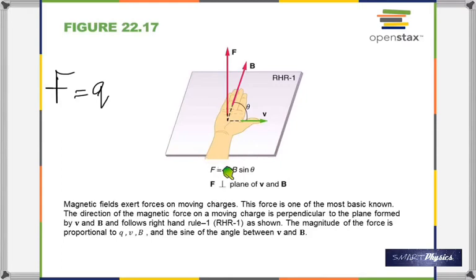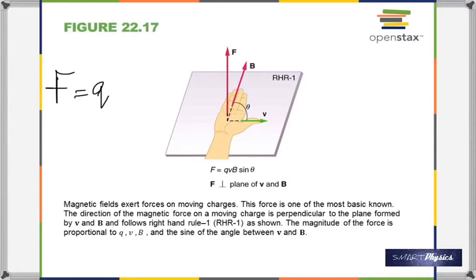the force is given by QVB sine theta. All right, what are they? What is Q? Charge of the particle. Then you have the velocity of the particle. Then you have, what's that? B, the strength of the magnetic field. And theta is the angle between the velocity and the magnetic field. In this case, what was theta? 90. For you, most of the time, it will be 90. What is sine 90? 1.